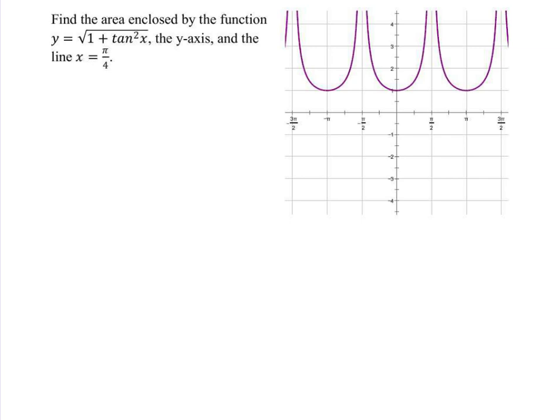So here's an example involving area underneath the curve of a trig function that we don't typically see. So y equals the square root of 1 plus the tangent squared of x is this graph over here. And we want to find the area under the curve between the y-axis and the line x equals pi over 4. So the y-axis forms this side, and then pi over 4 is here. And then we want the area under the curve, and then also with the x-axis. So we're looking at this area right here.